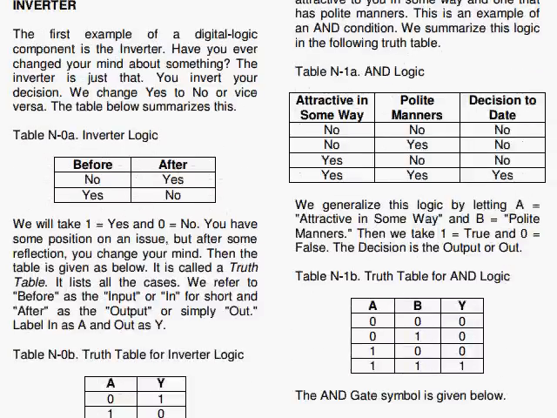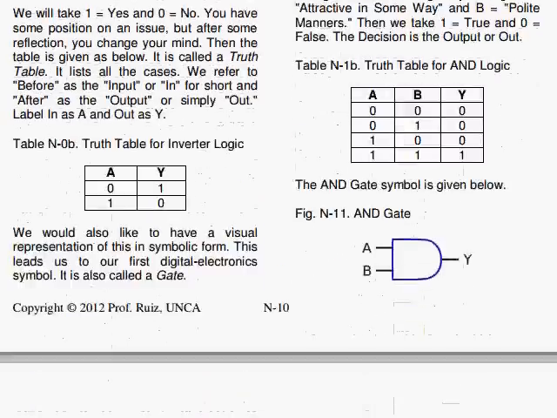Now we replace these with the nice zeros and ones. So 0, 0, 0, 1, 1, 0, 1, 1 are all the cases. And here, if the two conditions are false, then the decision is no. If one of the conditions is true and the other false, the decision is still no. If both conditions are true, are met, then the decision is yes. Here's the symbol for the AND gate.